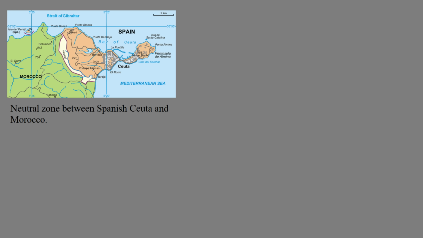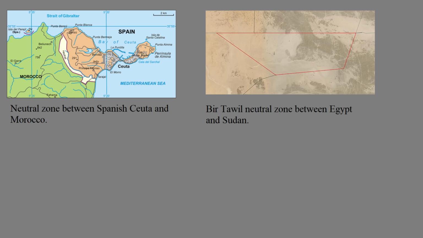This, of course, was not the only neutral zone during the Cold War. There are neutral zones along the Spanish-Moroccan border, and of course there is also the famous Bir Tawil region along the Egyptian-Sudanese border, claimed by neither country. I made a video on that too, by the way, if you want to learn more about that.